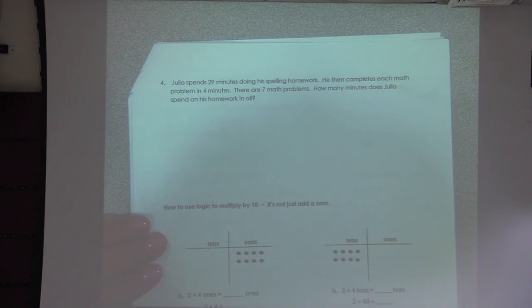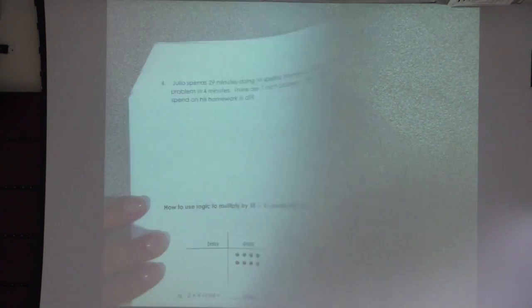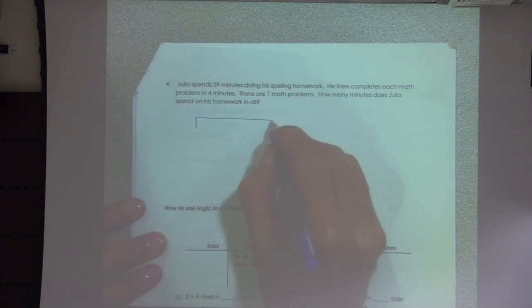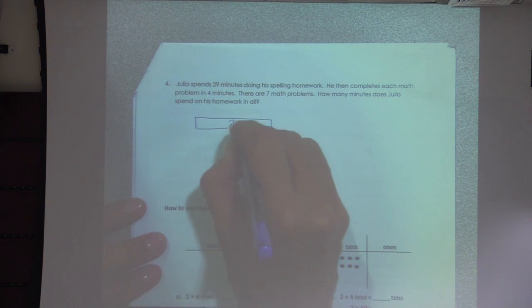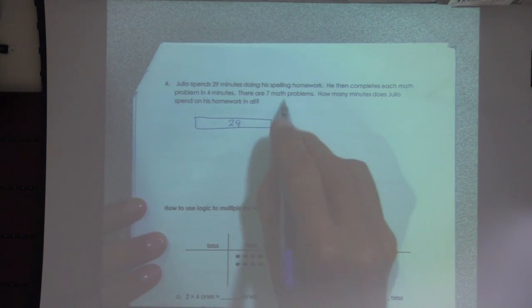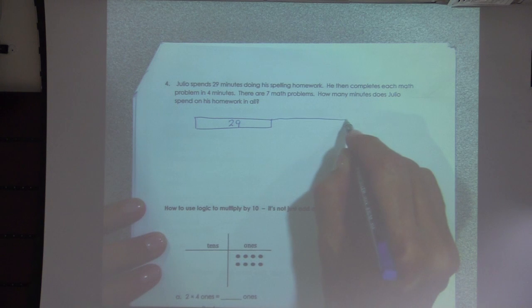Julio spends 29 minutes doing his spelling homework. He then completes each math problem in 4 minutes. There are 7 math problems. How many minutes does Julio spend on his work in all? I thought it was 20. So what would we do? He does 29 minutes. He does 7 math problems at 4 minutes each.